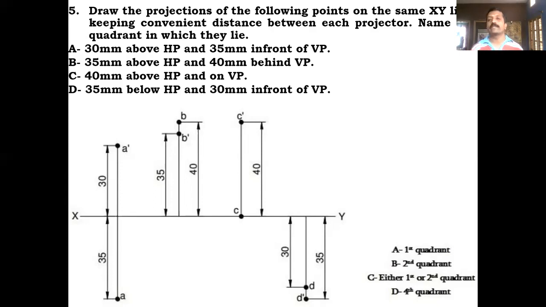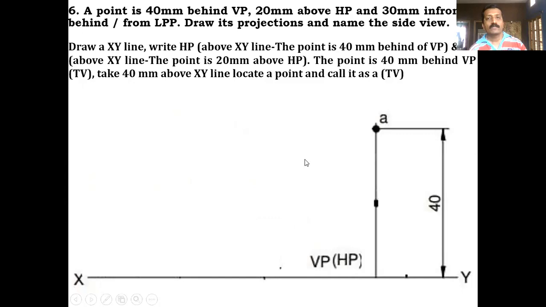At the end, you need to write the answer, which quadrant all these points are situated in. Okay, this is one example. So one more last example. As I told, how to take the LPP distance, I will teach you. The same concept which I have given applies to any other 2 or 3 points given together, and naming the side view is one and the same. Only if you understand the concept, you can draw any number of examples.